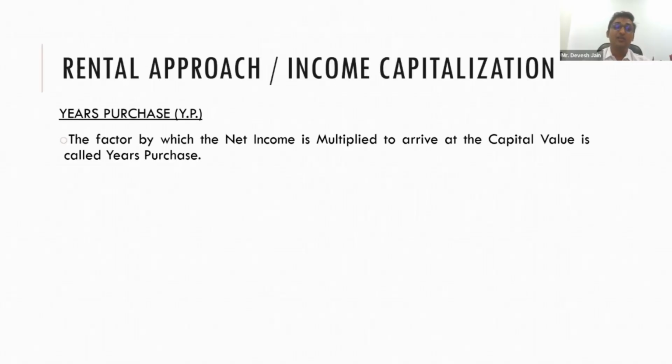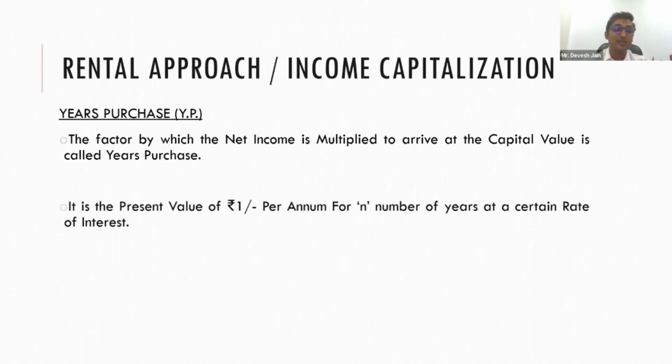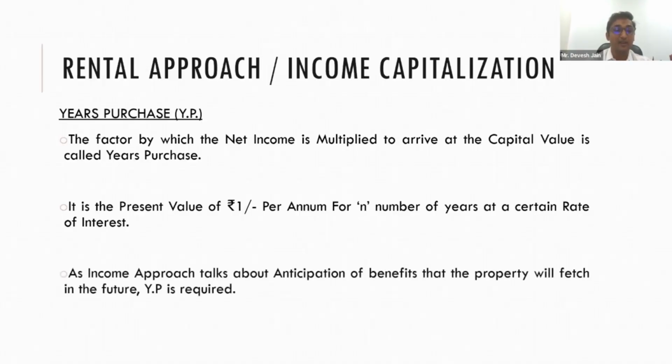So what is year's purchase? Year's purchase is a factor by which the net income is multiplied to arrive at the capital value, which is known as the year's purchase. It is the present value of ₹1 per year for n number of years at a certain rate of interest. That is why year's purchase factor is an important factor. As income approach talks about the anticipation of the benefits the property will fetch in the future, YP is required. So YP is a very important factor that is used to calculate the market value of the property. It is the purchasing power of the buyer.